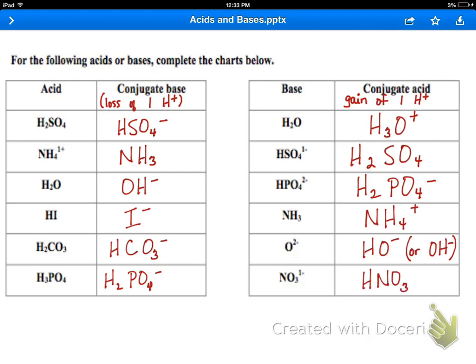Okay, so here are the conjugate acids. Notice that O with a minus 2, that's a funny base, but it's definitely a base. When it gains a proton, it becomes HO with a minus, or the way we usually write it, OH. These are interchangeable. You can write it either way.